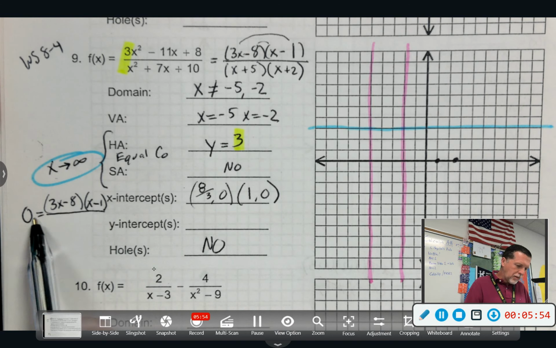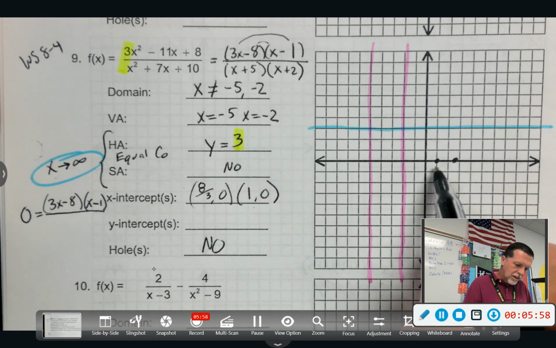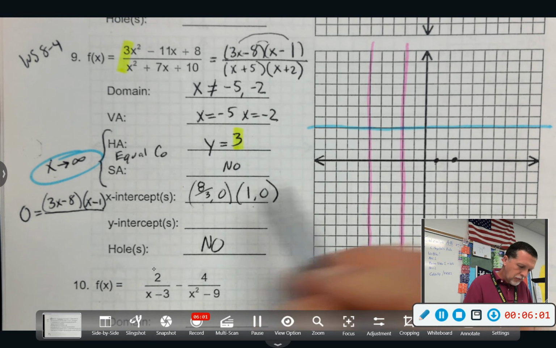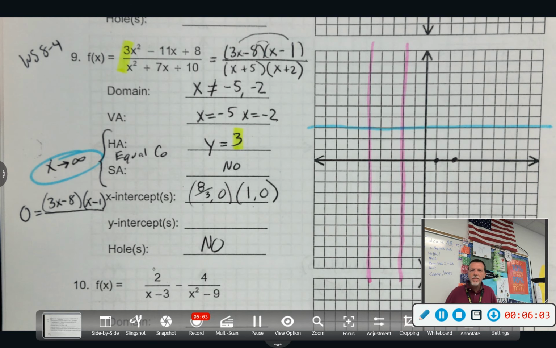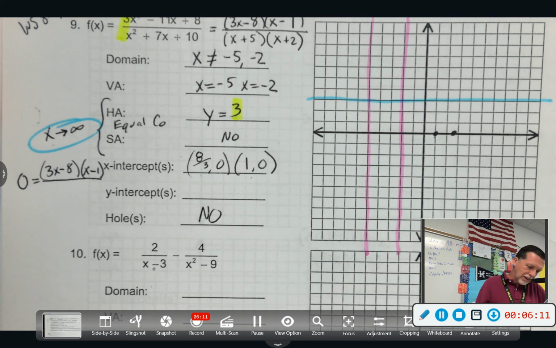X-intercepts would be what makes y equal 0. So 8/3 and 1. So 1 and 2 2/3. Okay. Man, something doesn't feel right. We'll keep going, see what happens. I may end up plotting points to see what's going on here.